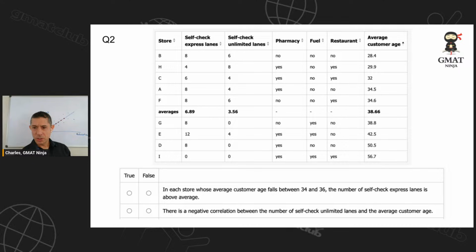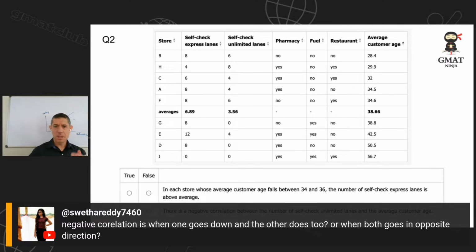So that holds true for 4 stores, negative correlation. Yeah, so fundamentally here, what is a negative correlation? Positive correlation, things go in the same direction. As one goes up, the other goes up. As one goes down, the other goes down. So that is a positive correlation. Both are going in the same direction. Negative correlation is one goes up, the other one goes down.